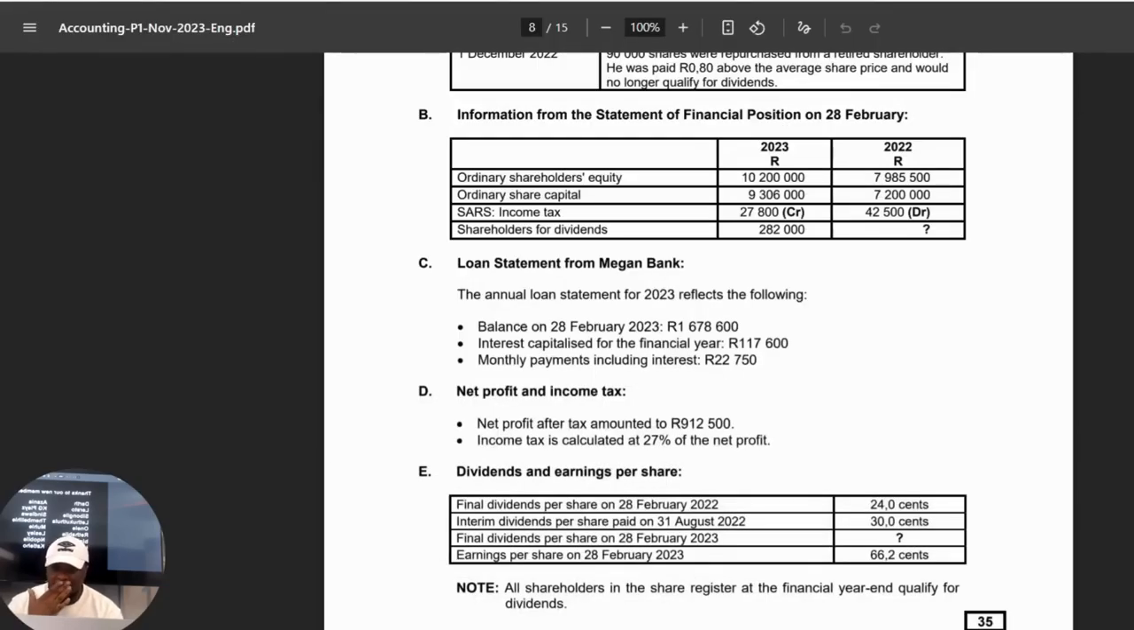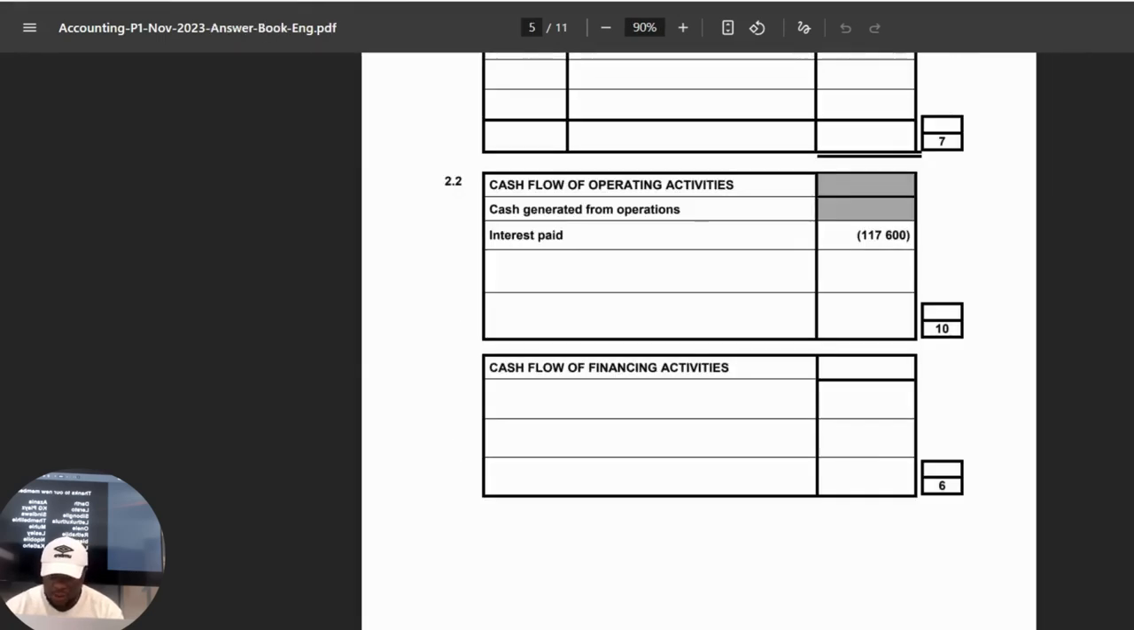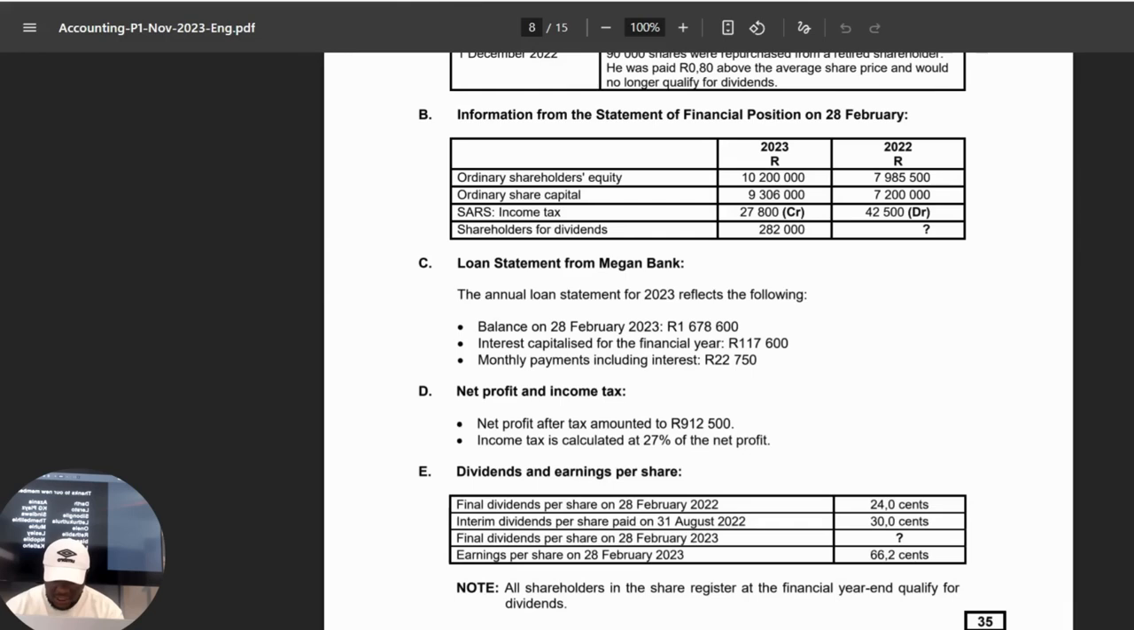So shareholders for dividends, well, let us have a look. Let's start with shareholders for dividends. You can see that it is a question mark. It's not given, and this is part of the amount that would have been paid. Okay, so that's not giving us much, but we have some information that we're able to work with here.